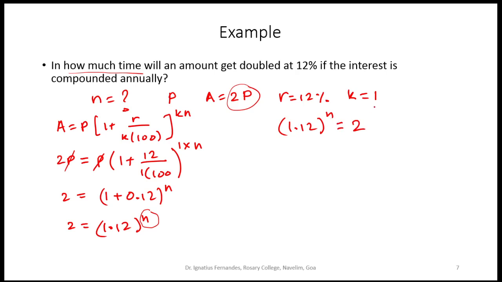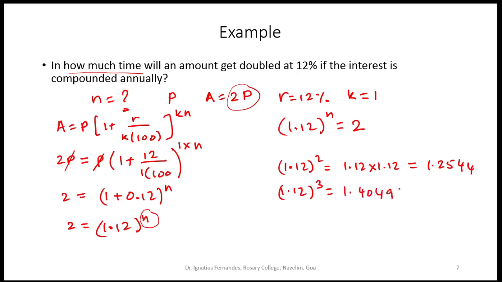Okay, so you may use a calculator in doing this, or you may just go on multiplying 1.12 to itself. So let's say if I consider 1.12 square, it is 1.12 into 1.12. Okay, 1.12 square comes to 1.2544. We are basically finding how many times we'll have to multiply 1.12 to itself so that I get 2. Okay, so the number of times we are multiplying it is N, the power of 1.12. So if I take 1.12 cube, again multiply 1.12, we get approximately 1.4049.